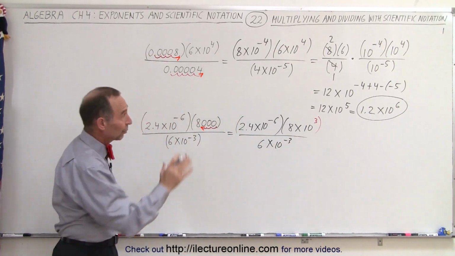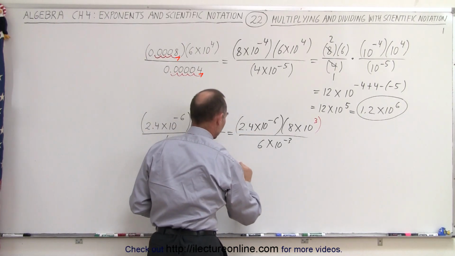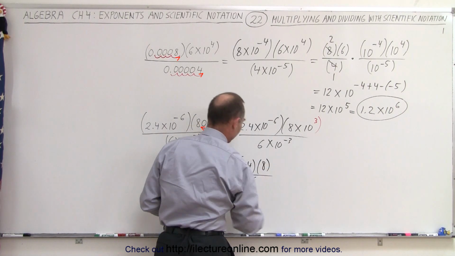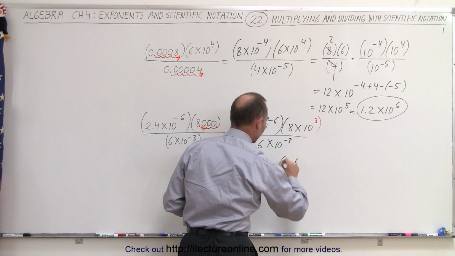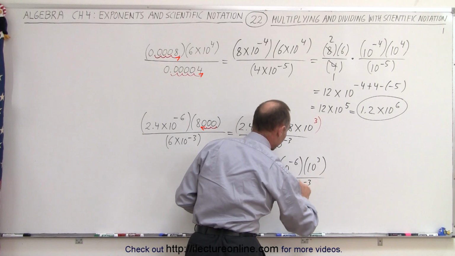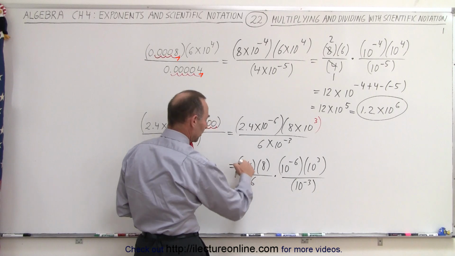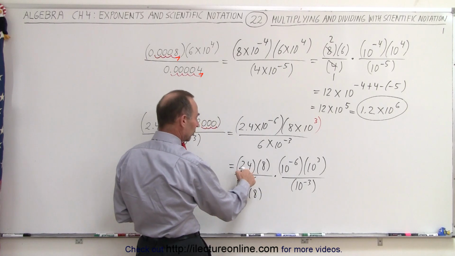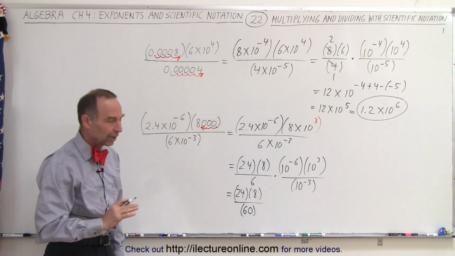Then again, we do the same thing as we did before. We separate the factors on the left from the portions that say 10 to some exponent. So this is 2.4 multiplied times 8 and divide by 6. Multiply times 10 to the minus 6 times 10 to the 3rd divided by 10 to the minus 3. On the left side, notice we make this simpler by multiplying both the top and the bottom by 10. So this is 24 multiplied times 8. And of course, since we multiplied the numerator by 10, we have to multiply the denominator by 10, like that. So that way we get rid of the decimal point.